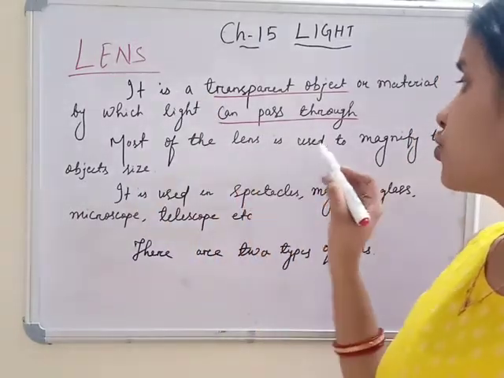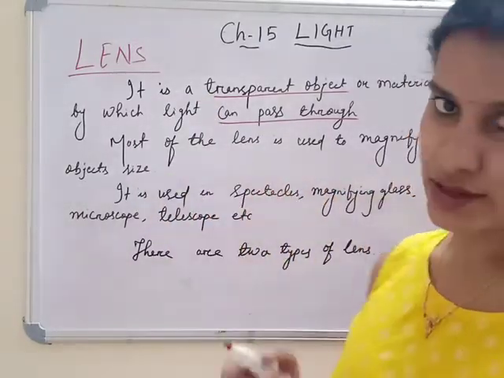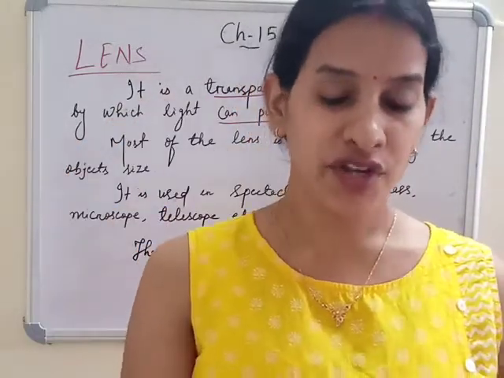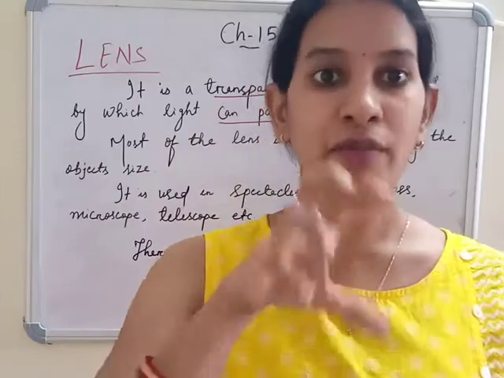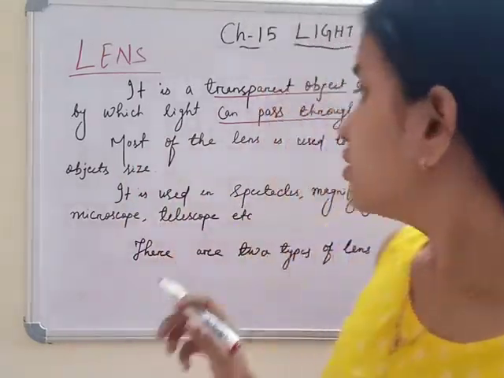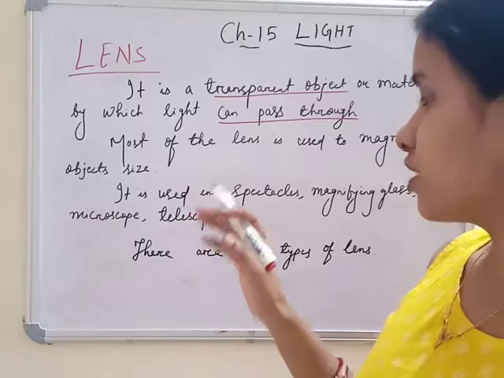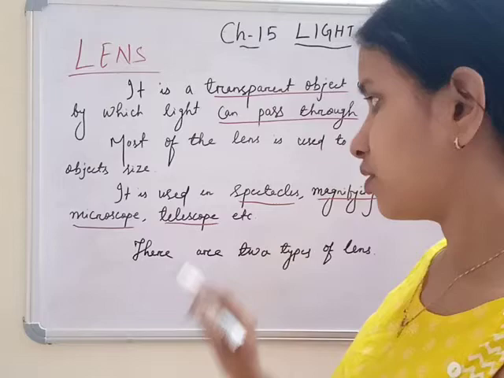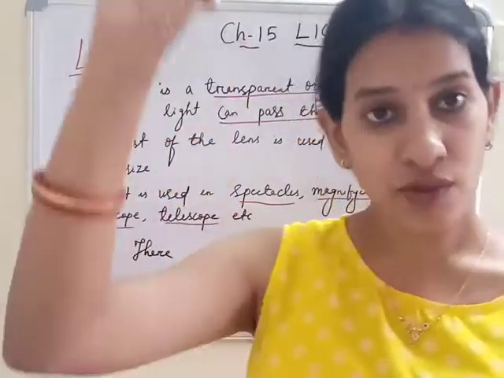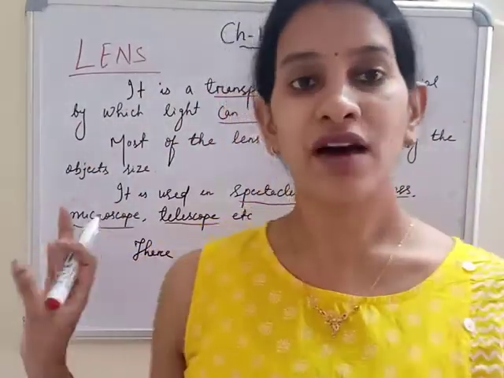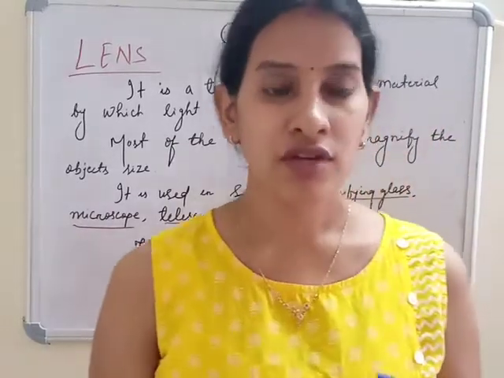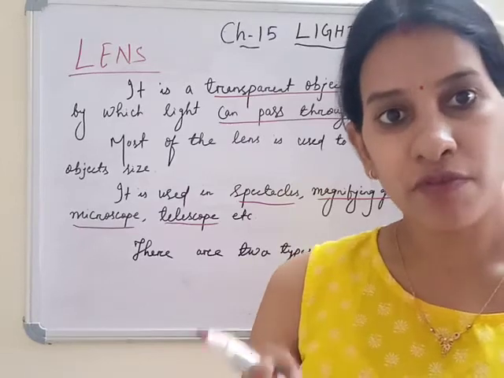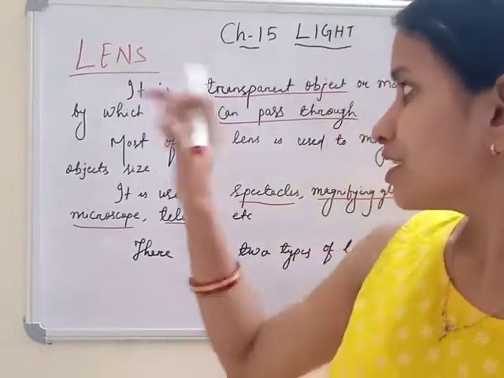Most lenses are used to magnify the object size. You must have used a magnifying glass, in which you can see letters or any object in enlarged form, as magnified images. Lenses are used in spectacles, magnifying glasses, microscopes and telescopes. With a telescope, you see far objects. In a microscope, we see very small objects and can see each and every part in a larger view. So these are the uses.